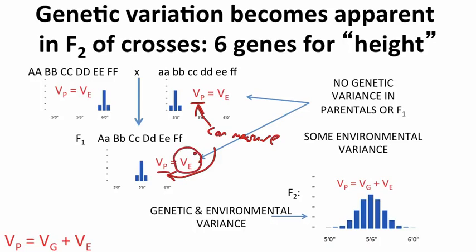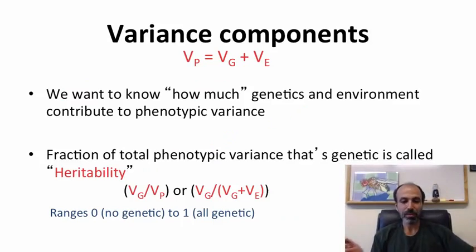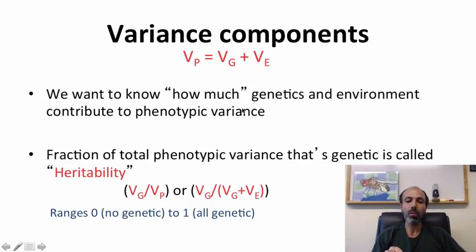In this case, you're getting an estimate of VE. Over here, you can again measure the phenotypic variance, and you're getting VG plus VE. So all you have to do is subtract this phenotypic variance minus that phenotypic variance, and you get VG. If you take this phenotypic variance, which is VG plus VE, and subtract from it this phenotypic variance, which is just VE, you should get VG. Very simple. Again, these are the components we have, and we want to know how much is genetic versus environmental. How much is that contributing to the overall phenotypic variance?